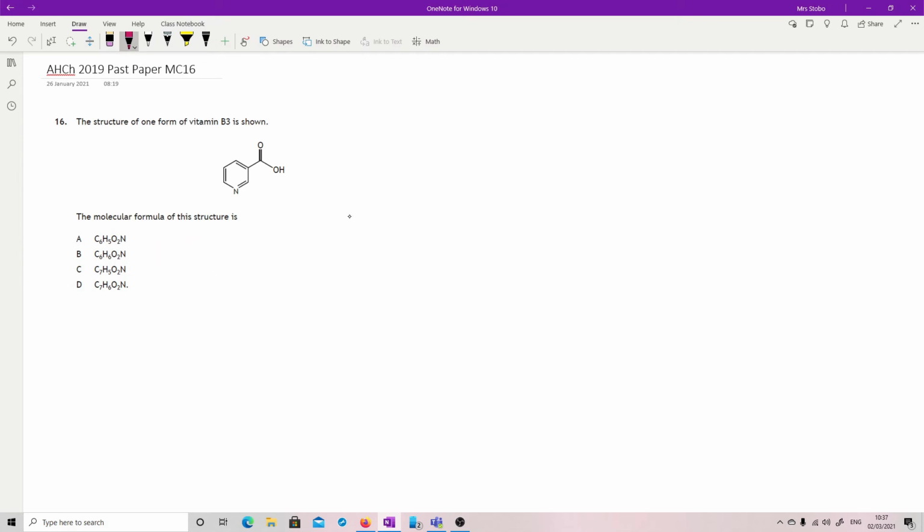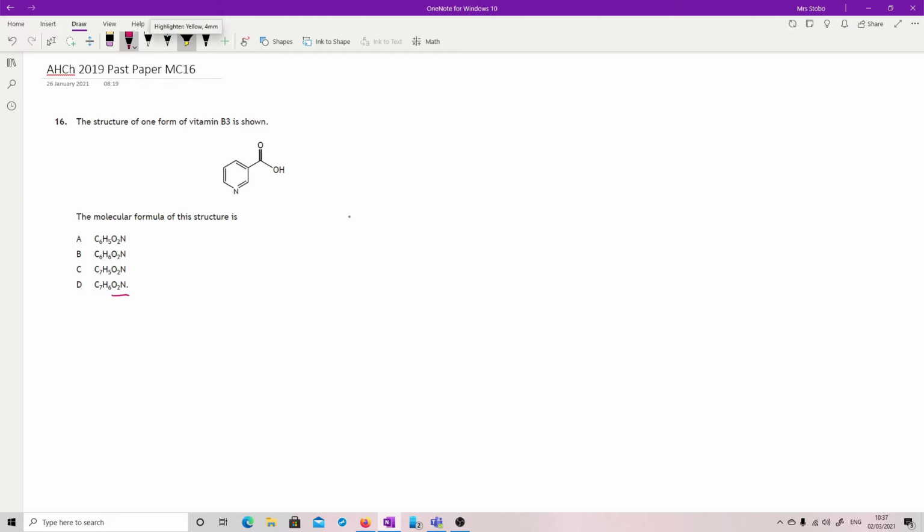Question 16, the structure of one form of vitamin B3 is shown here. The molecular formula is... Okay, so this is just about counting, but you're going to have to be careful in your counting. So let's start with, well, we can get rid of the O2N. That's the same in all of them. So I'm not even going to bother counting my O2s and my N. So it's all about the carbons and the hydrogens.